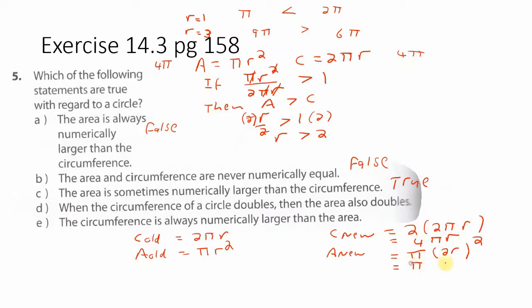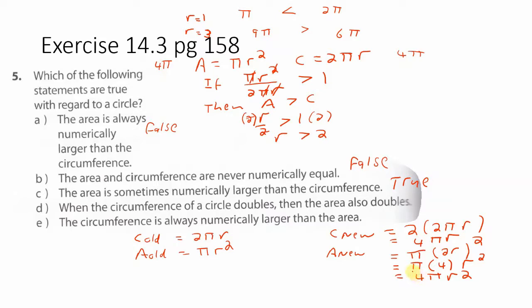So we have now pi, 2 times 2 is 4. Remember, we can separate when we are multiplying in brackets. So we have the 2 squared multiplied by r squared. So we now have in fact 4 pi radius squared. Okay, so now let's see. Did the area double? No. If we compare the old area to the new area, it is in fact 4 times more.